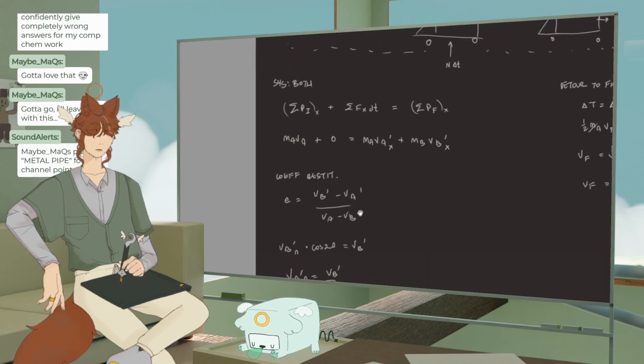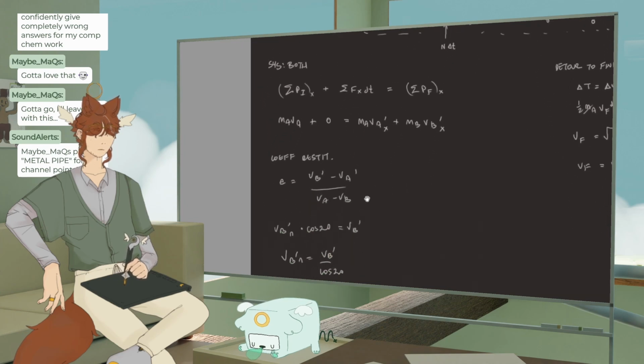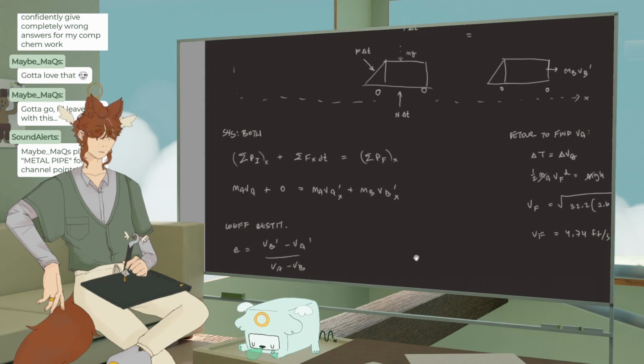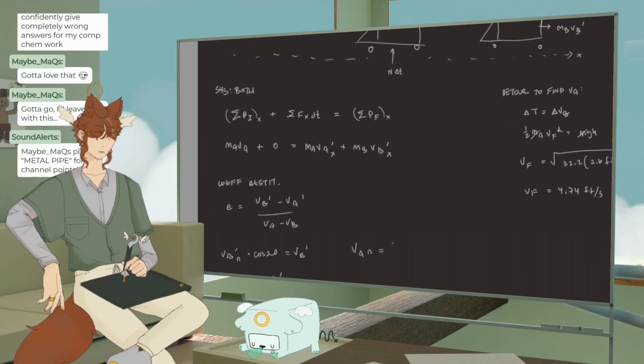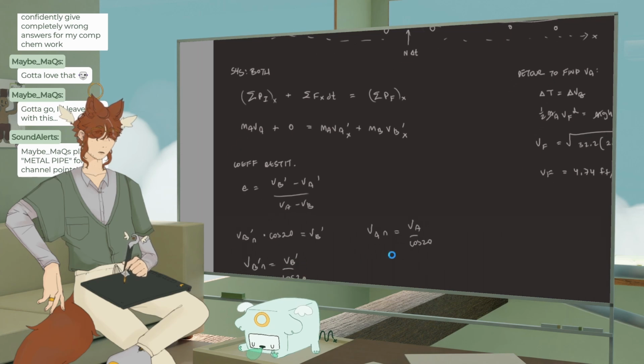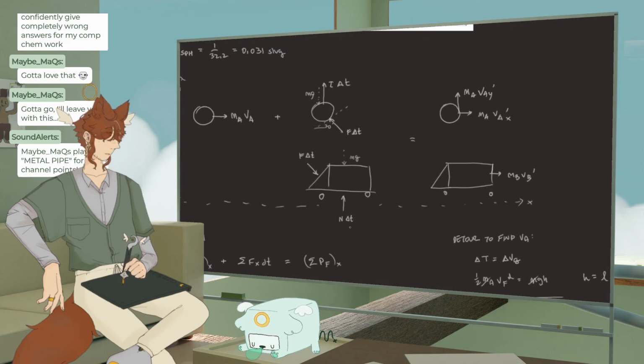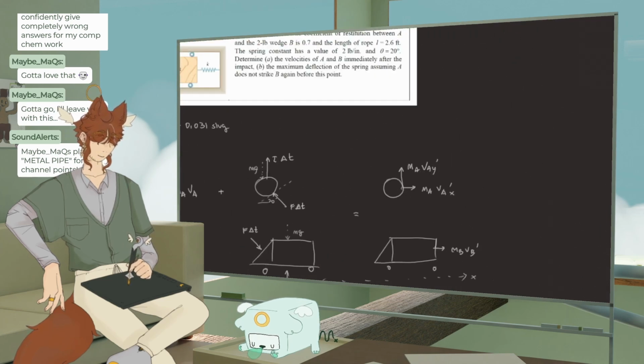Now I just need to find, okay, VA prime normal is this, VA normal equals the same sort of deal. That's going to be VA over cos 20. I just need VA prime normal, which is not going to be happy with us, because we have it at an angle, and then we have to put it at another angle.